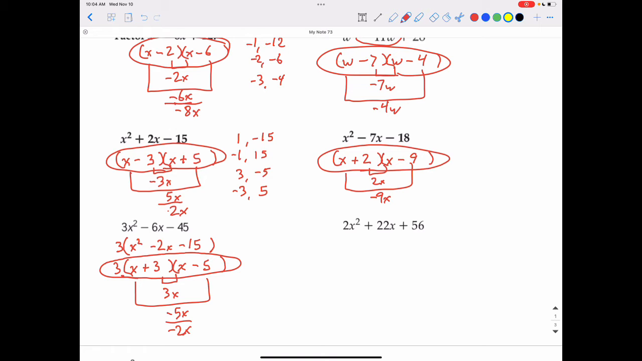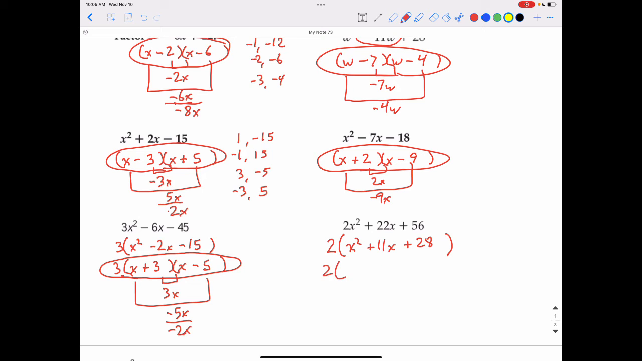2x squared plus 22x plus 56. So we can factor out a 2 by distributive property. They're all even numbers. And remember, we always try to factor out the largest number. 2 has to be the largest number that goes into 2, 22, and 56. 2x squared divided by 2 is x squared. 22x divided by 2 is 11x. 56 divided by 2 is 28.